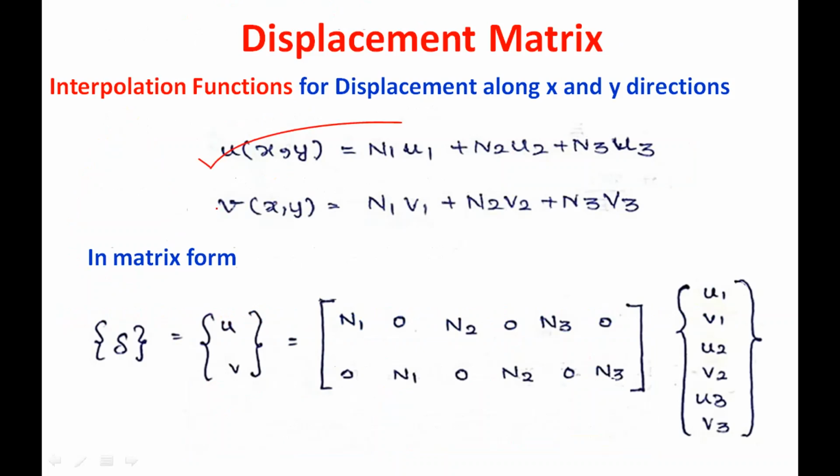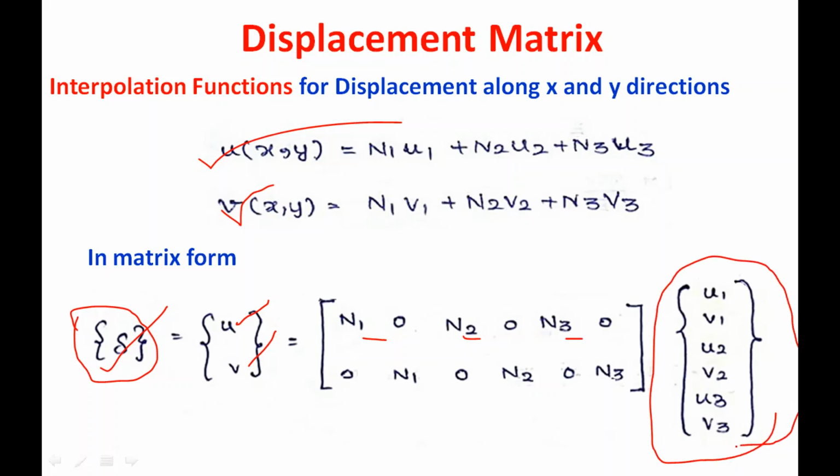Once you know the u and v in terms of n1, n2, n3, we can write in matrix form the delta. Actually delta is represented in local displacement, but here we resolved in u and v component. So it will be like this: n1, n2, n3. You have to remember always this global displacement matrix should be written like this. This will be a 6 by 1 matrix. Size of the matrix is 6 by 1. Why we are keeping it like this, we will understand in the next slides.